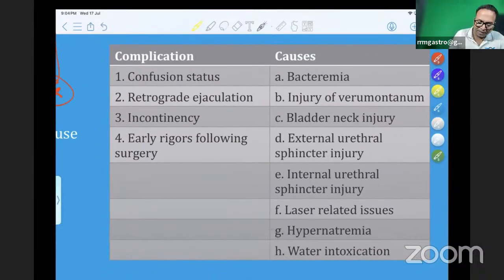Following a TURP, a patient has a confused status. What is the reason? Just remember the question and answer. Post TURP, the patient, you are going for evening ward rounds.